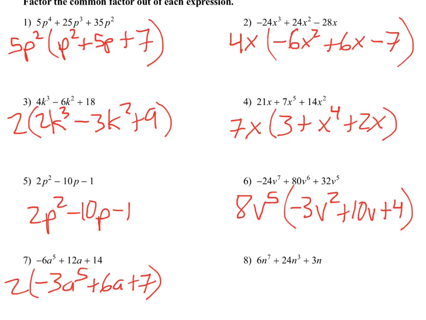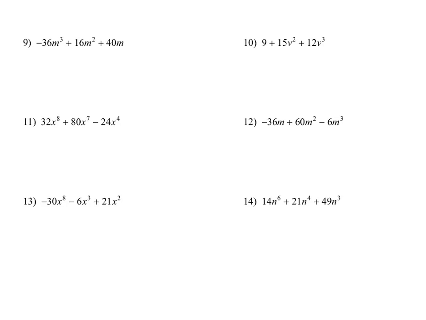It's looking like 3 goes into all of those, and the smallest amount of n's is just the 1 there, so I'm going to pull out 3n. And I'm going to take all these and divide by 3n. You'll get 2n to the 6th. And then you'll have plus 8n squared. And then plus 1, because 3n divided by 3n is just 1. And that'll go there.